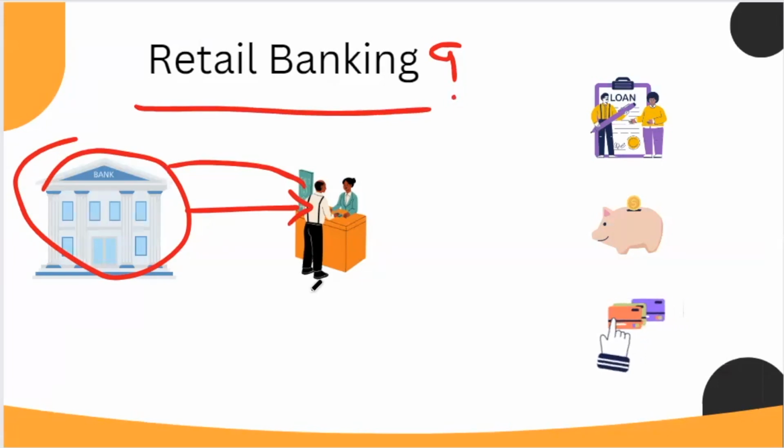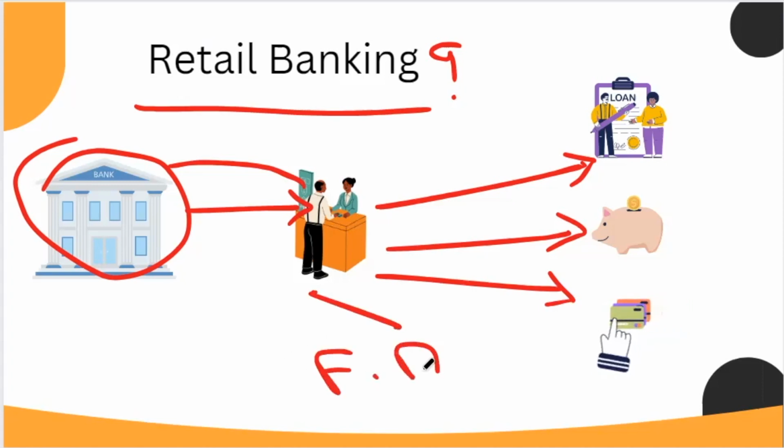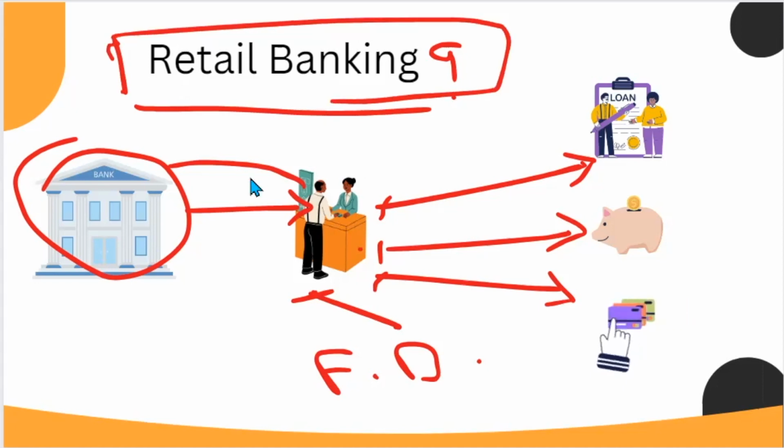So what services will this customer take from the bank? He will take a loan. He will have some savings accounts. He might have a credit card or debit card. He might have some FD. So all the services the bank gives to a particular person come under retail banking. It's just for the retail.